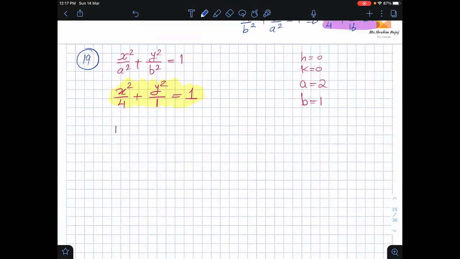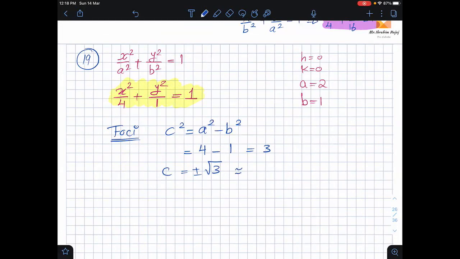Like question 19, to find the foci, you say c squared is equal to a squared minus b squared. So c equals root of 4 minus 1. The a squared is 4 minus the b squared, which is 1. So the answer is root 3. So c is equal to positive or negative radical 3.